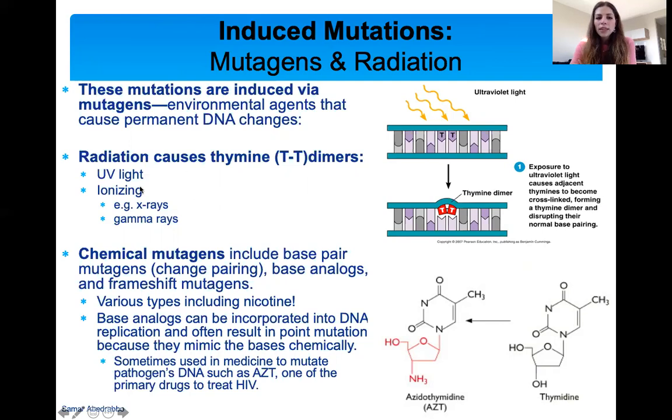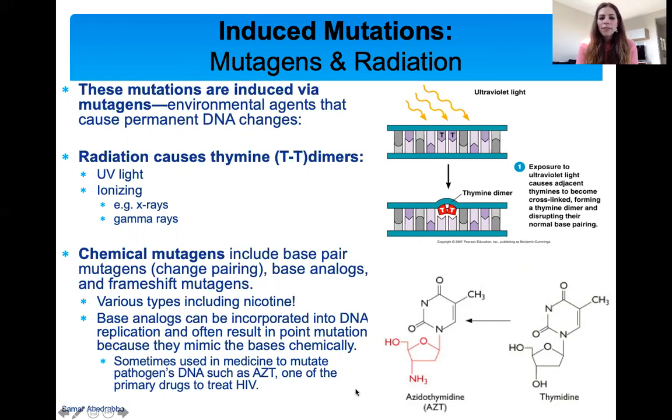So these physical mutagens cause thymine dimers. And a thymine dimer means that on a DNA strand, because that's where we see thymine, thymine will bind to thymine and it'll almost cause a break in the DNA. And so it causes a lot of issues going forward because the thymines become cross-linked and it's hard to do any more replication, any more transcription, translation. So this is what radiation causes. And this is a type of physical mutagen.